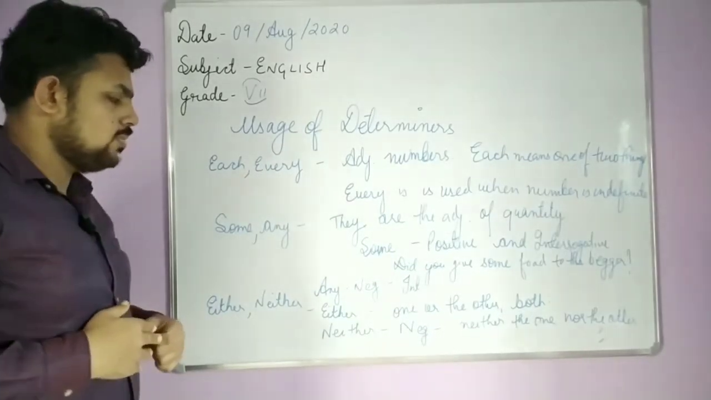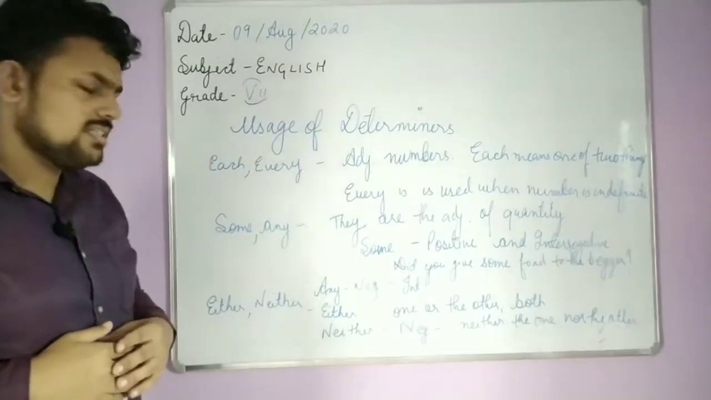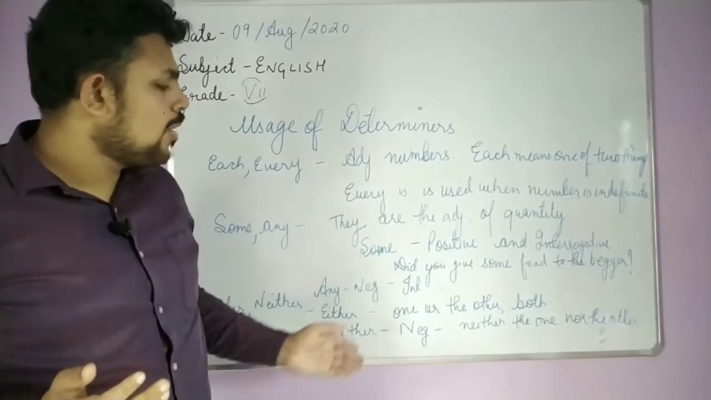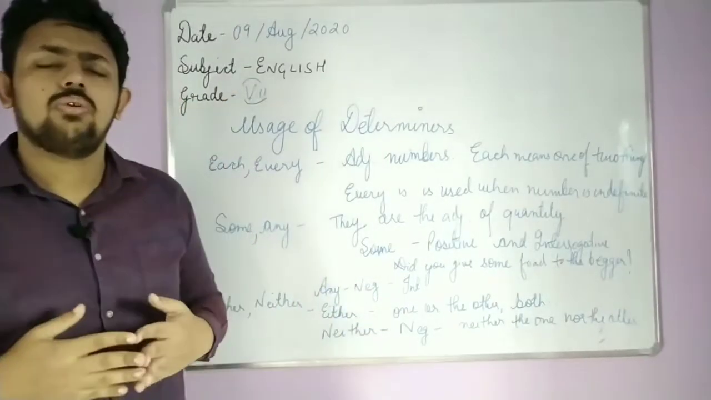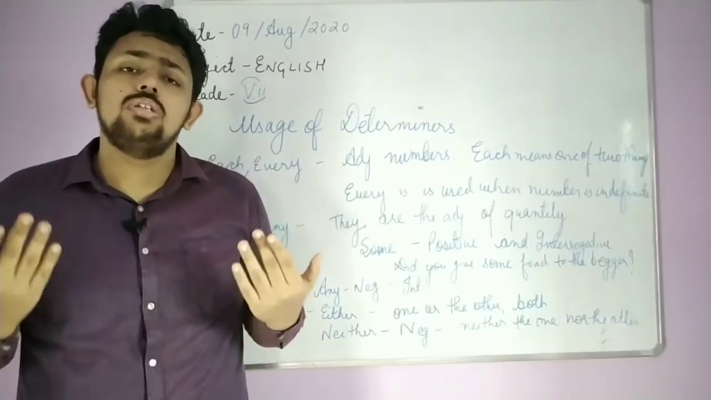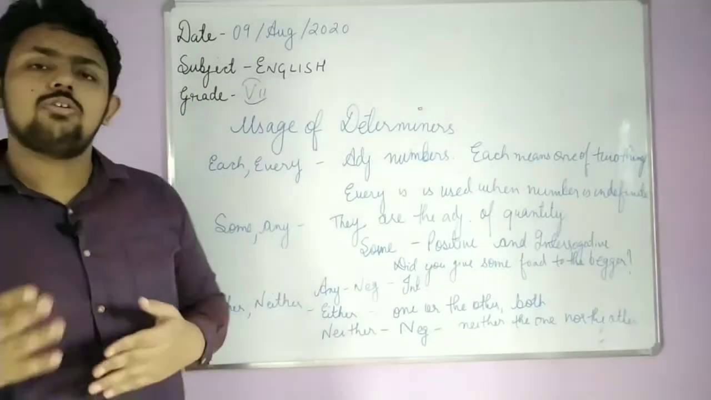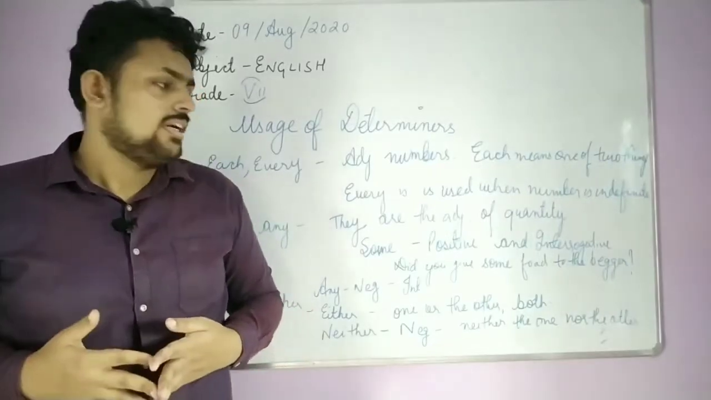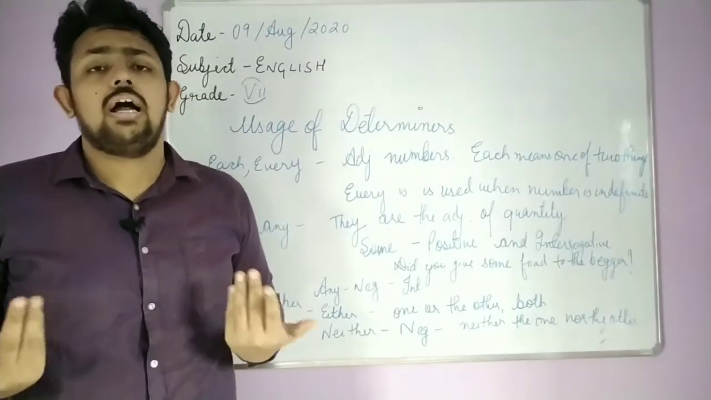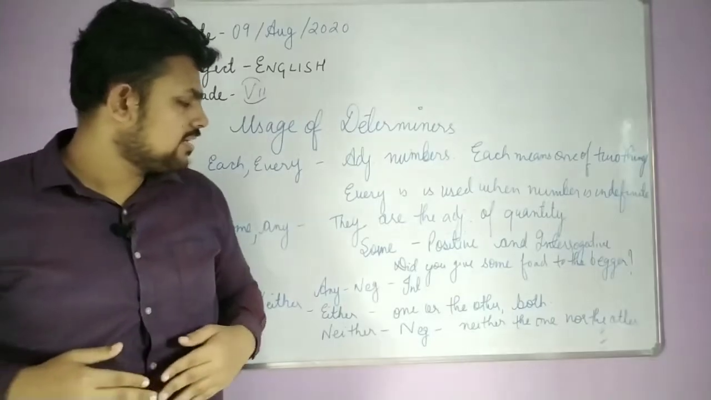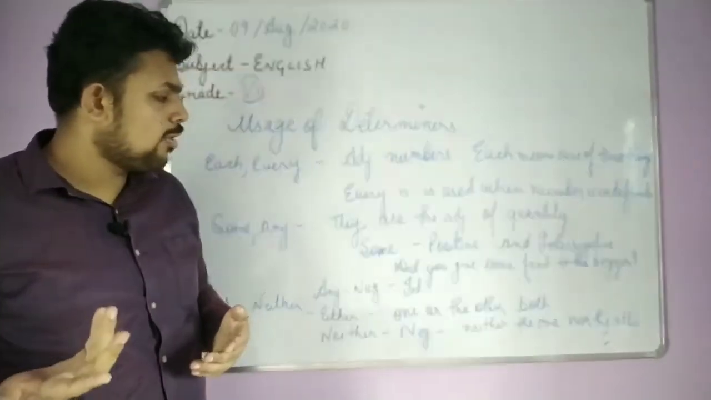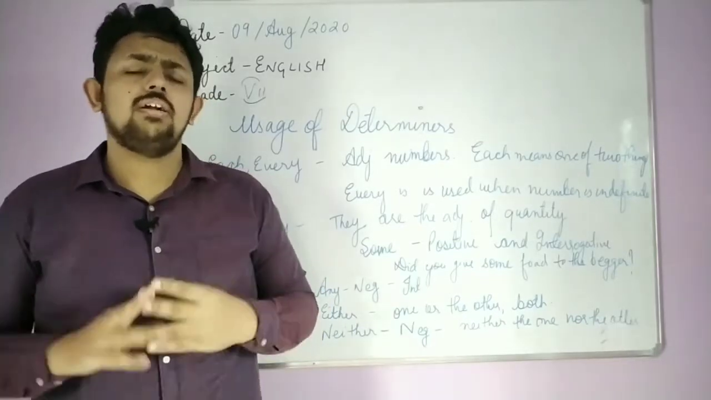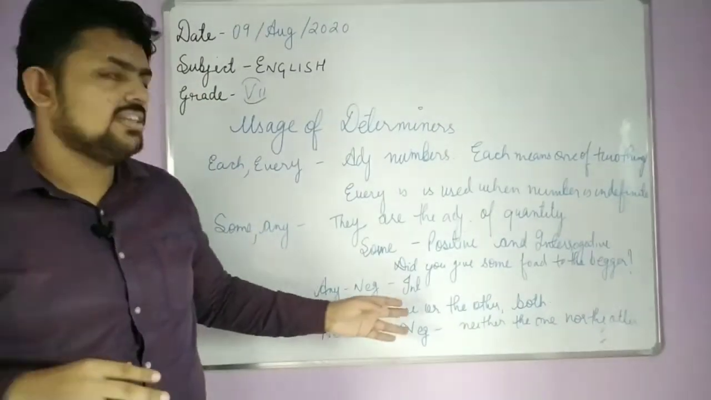Here we have at the last either and neither. Either, as you can see from the word, means one or the other or both. Either of you can do this work. So we are talking about either one or both. Either of the boys can do it. Either you go out or I can go out. Neither is used in the negative form, as we say that neither you can do this work nor he can do this work.